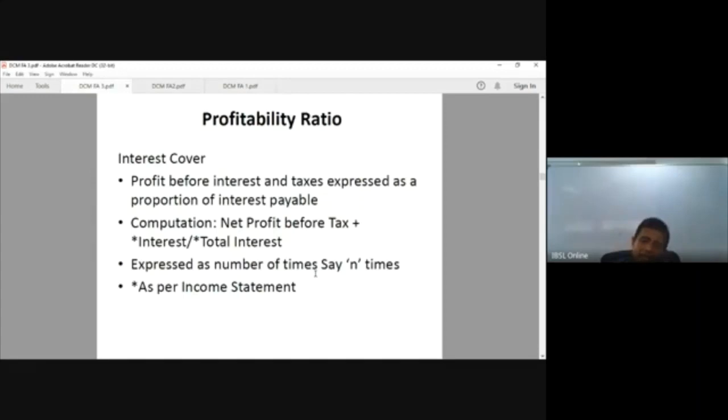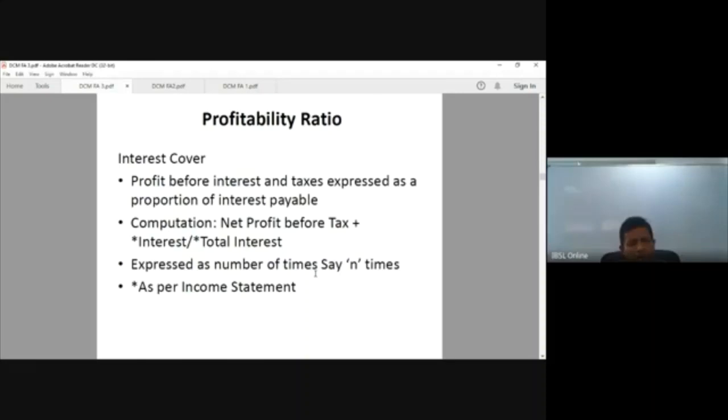There can be another company where this amount might be 5 times. That company can only pay 5 times the interest using their profits. But in this example, your company can pay 11 times their interest using their profit. Therefore, higher the number, better it is.